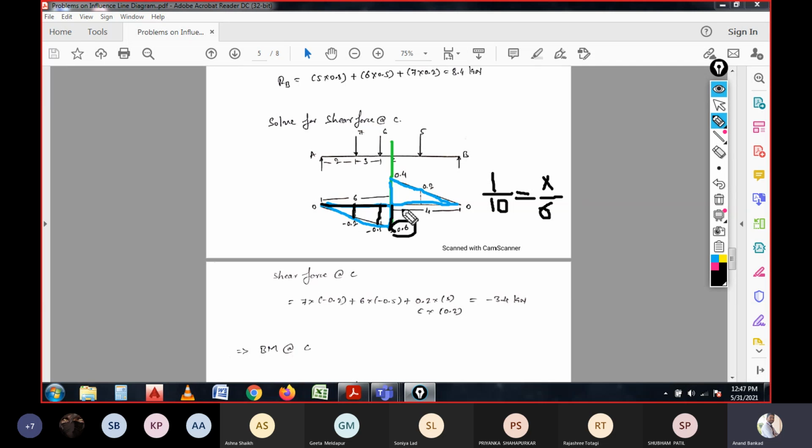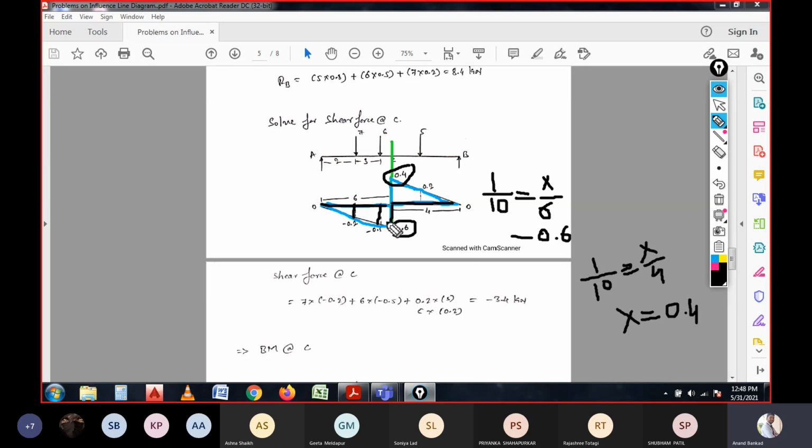The 0.6 which we are considering at the left side is written in the downside, which is the negative sign, which is 0.6 over here. And at the same time, if you want to calculate this 0.4, similarly we calculate 1 by 10 equals x by the distance of 4 meter. Once you consider the right side of the span, it will be written in the positive sign, which is the sign convention we have considered, 0.4 over here. So x is equal to 0.4.